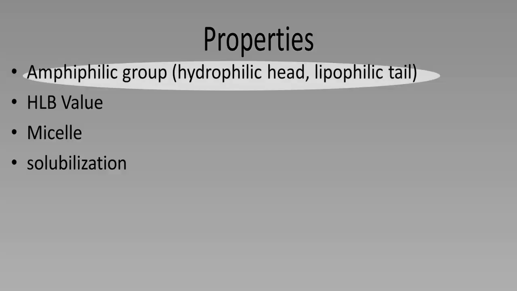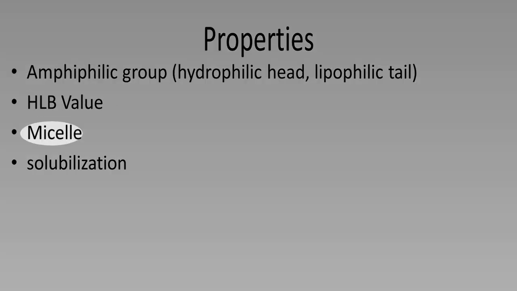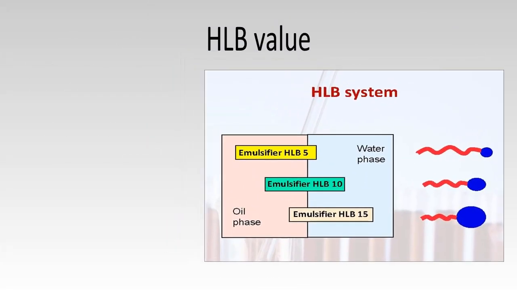Important properties of emulsifier are: amphiphilic group, hydrophilic head, lipophilic tail, HLB value, micelle, solubilization. Let's see about HLB value. Full form of HLB is hydrophilic and lipophilic balance. That is the balance between hydrophilicity and lipophilicity among emulsifiers.